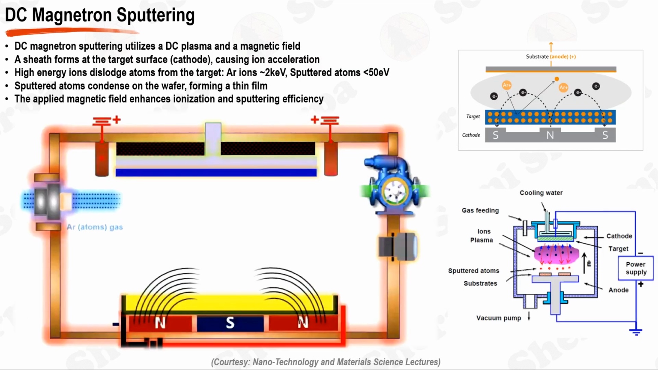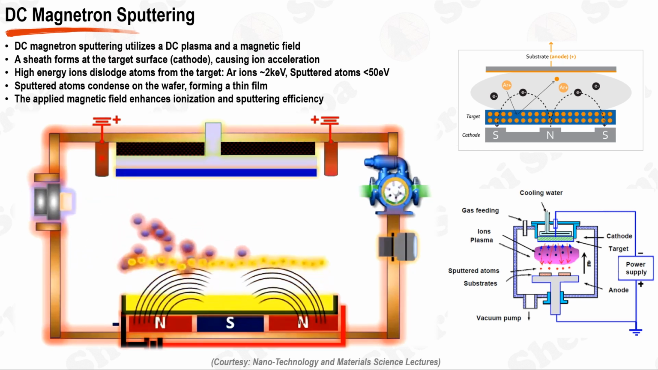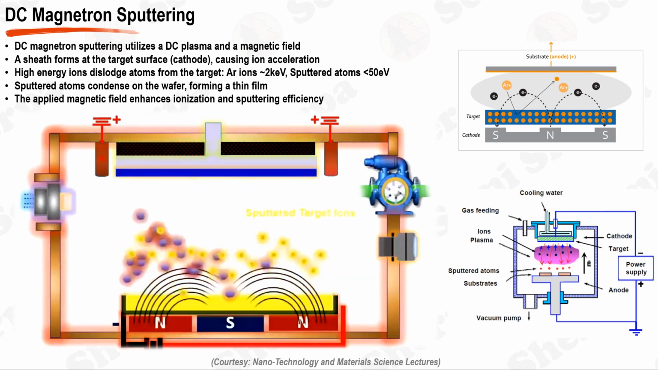The process of DC magnetron sputtering is one of the essential procedures used in semiconductor fabrication. In this process, we make use of DC plasma to facilitate the sputtering process. Firstly, let's understand what a DC plasma is.